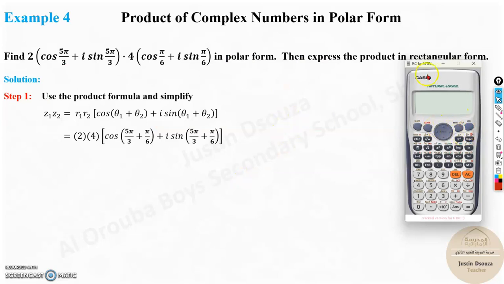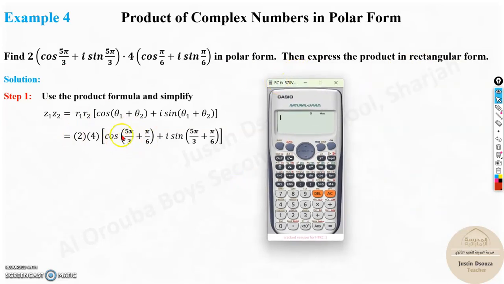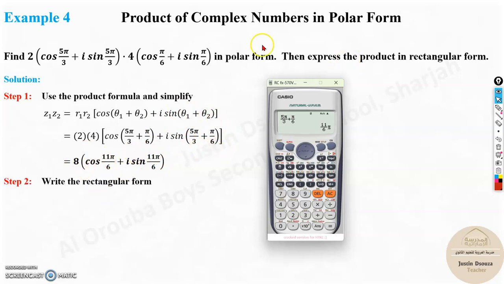You can't do it all at once; you need to do it by parts. So 4 twos are 8. It's very simple. Now, what about the cos? The angles are added individually: 5 pi by 3 plus pi by 6 gives 11 pi by 6. The numerator is 11 pi, so 11 pi by 6. Same thing over here for sine, it'll be 11 pi by 6. This is the answer in polar form.